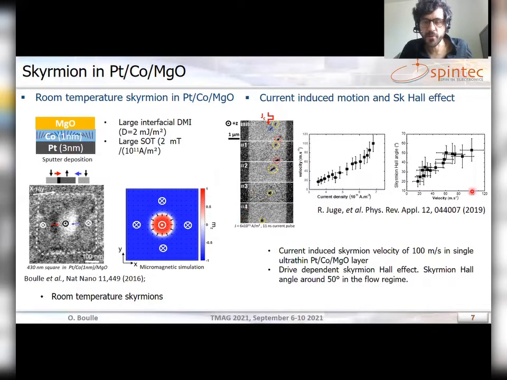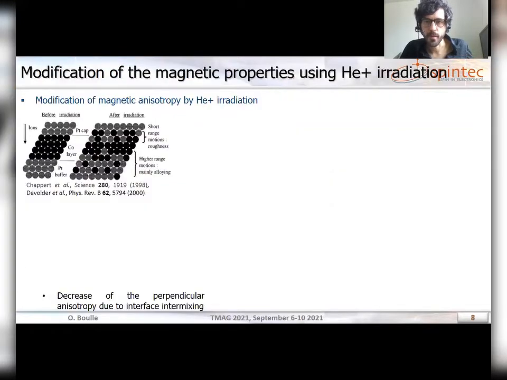We observe that the skyrmion Hall effect is drive dependent. At low velocity, it is reduced due to pinning on defects in the material, while at larger current in the flow regime, a deviation of about 50 degrees is observed with respect to the current direction. So a way to get rid of the skyrmion Hall effect is to guide the skyrmion in potential wells defined in the material. This can be achieved by changing locally the magnetic properties of the material using light ion irradiation.